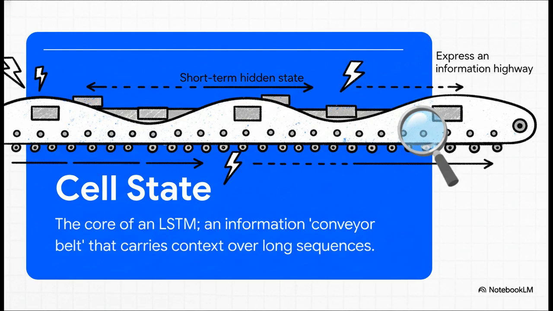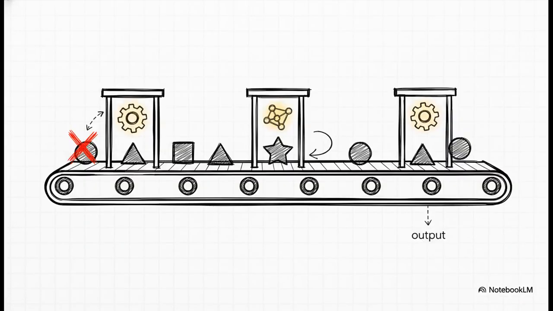It just runs straight down the entire chain, making it super easy for important information to travel a long, long way without getting lost or fading out. But here's where it gets really clever. This memory conveyor belt isn't just a passive thing. It's actively managed by these things called gates. Think of them as little intelligent gatekeepers. They're actually tiny neural networks inside the main network, and their whole job is to learn what to do with the information on that belt. They decide what old stuff to throw away, what new stuff is important enough to store, and what part of that memory is useful right now.